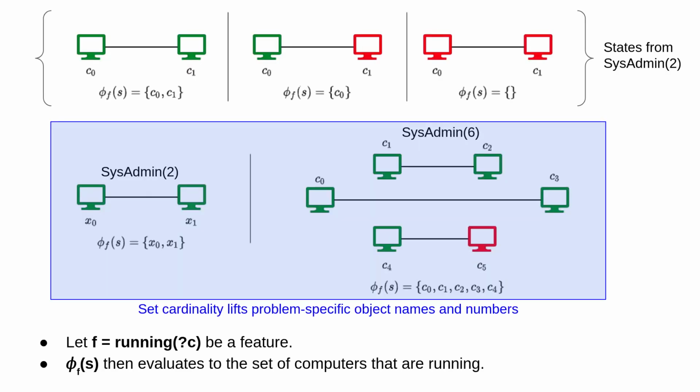As an example, let f equal to running be a feature, where the feature kernel then evaluates the set of computers that are running. For the sysadmin 6 example, only computer C5 is not running, so the feature kernel evaluates to all other computers except C5. It can be easily seen that once the set cardinality of this feature kernel is taken, problem-specific object names and numbers are lifted away, and only numeric values regarding the abstract state are there.